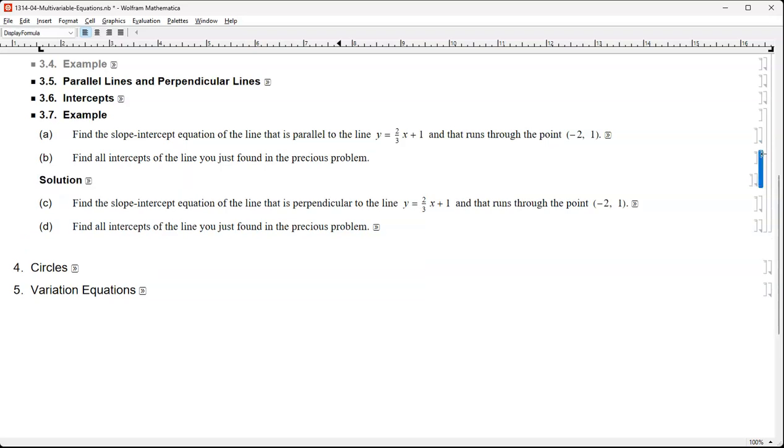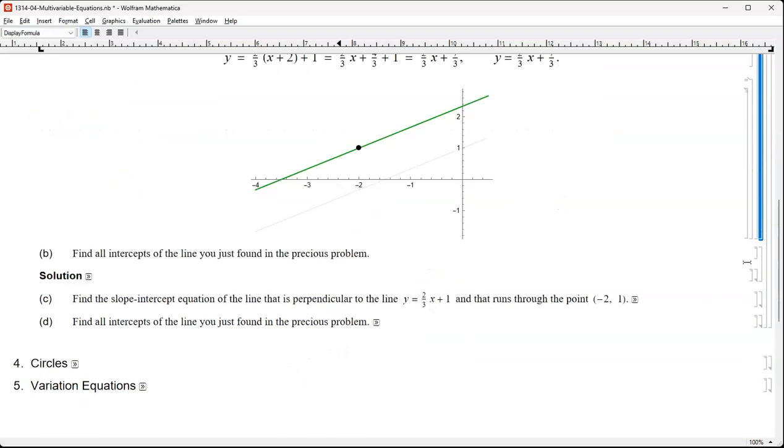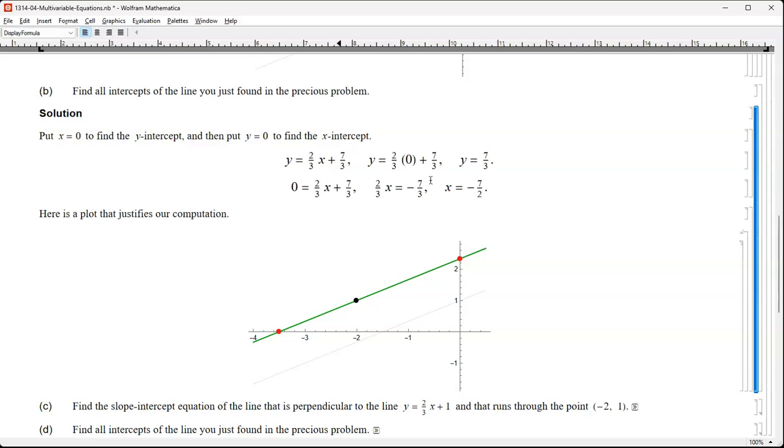Find all intercepts of the line you just found. Okay, alright. From here, find all intercepts. Put x is 0 and find y. Put y is 0 and find x. Put x is 0 and find y for the y-intercept. Put y is 0 and find x for the x-intercept.